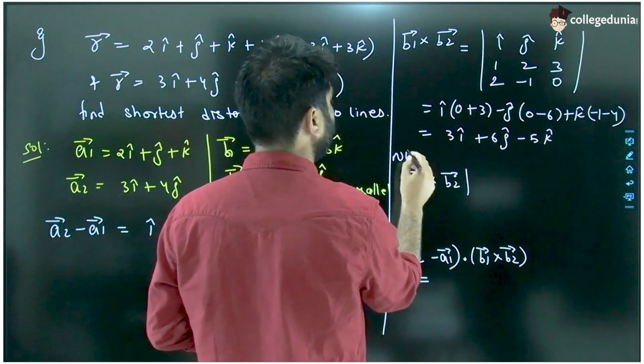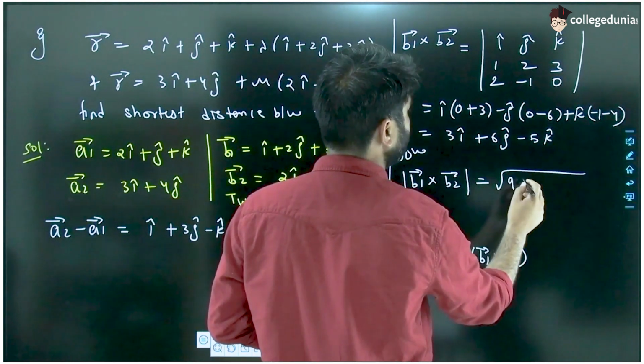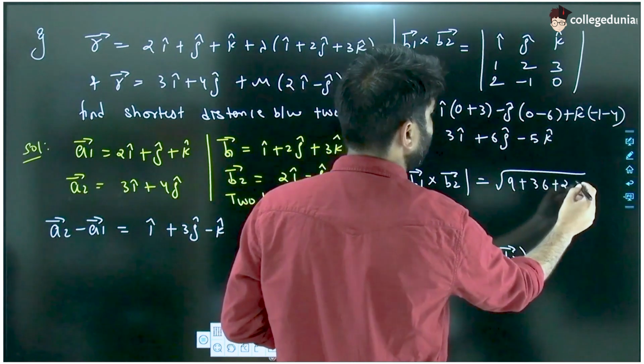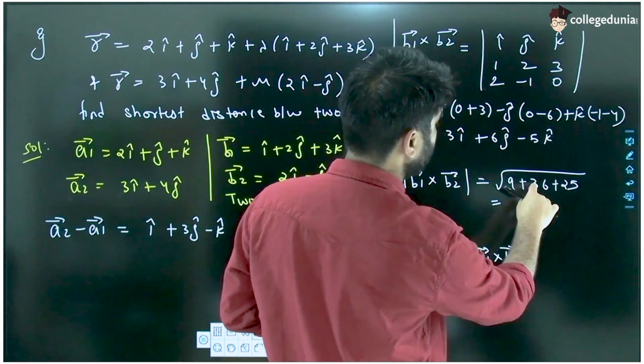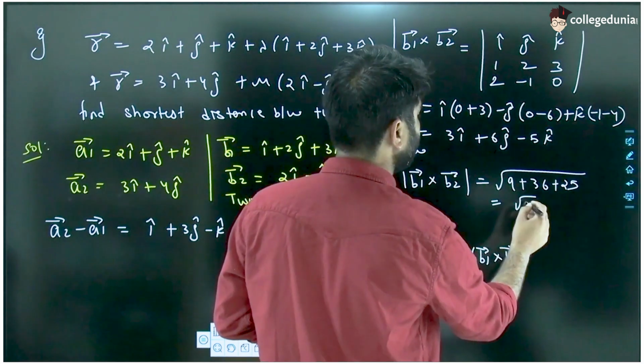Okay. Now we have to find the magnitude of b1 cross b2, which is 9, 36 and 25. So this will become 36 plus 9, 45, 45 and 25, root 70.